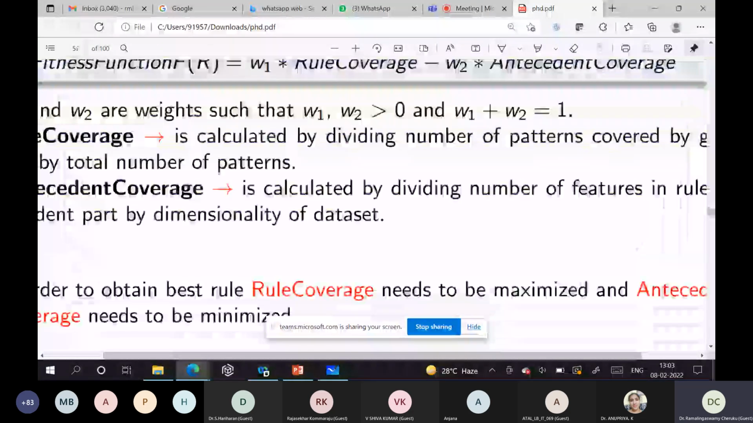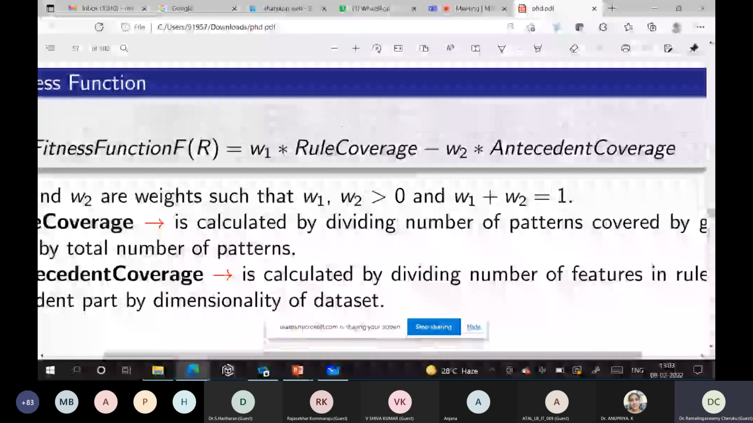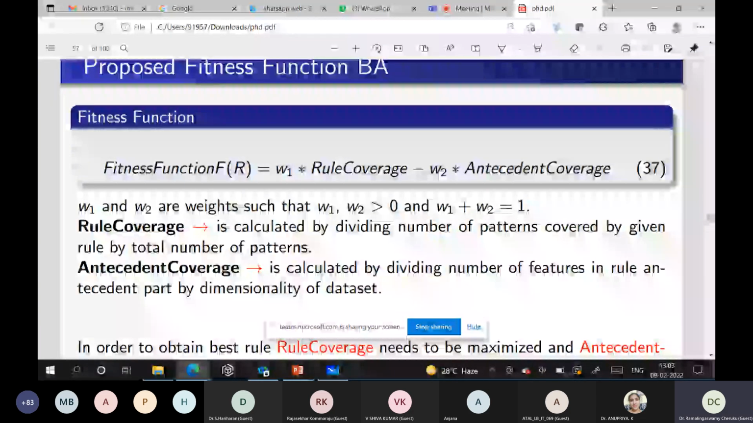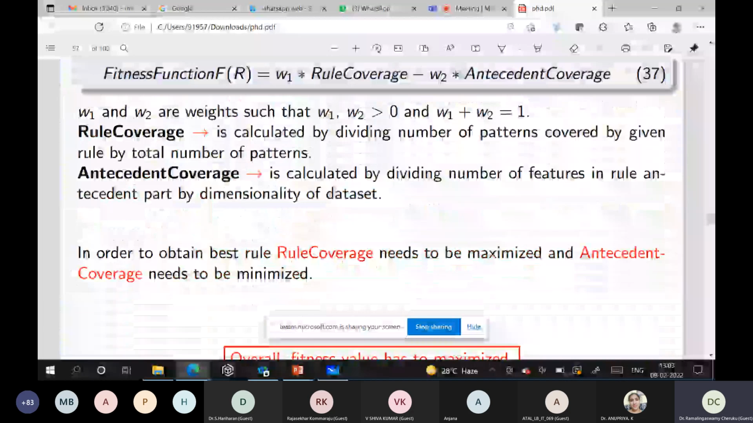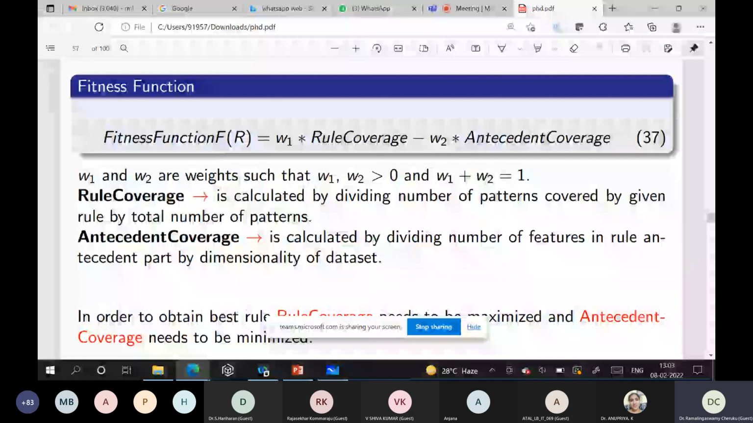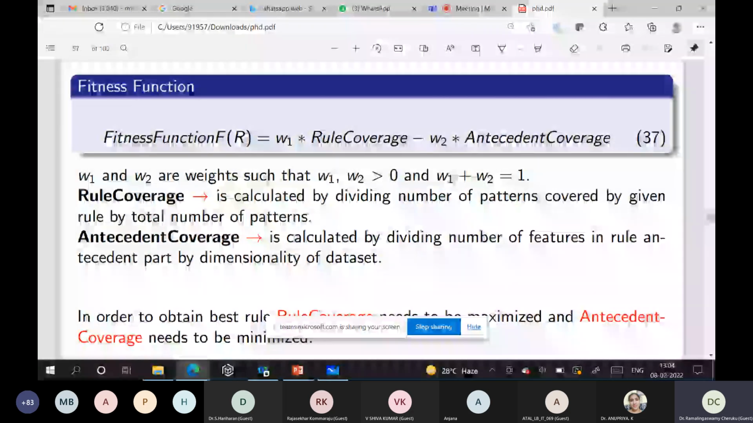And we have used a different fitness function over here. The fitness function we have chosen is rule coverage and antecedent coverage. Rule coverage means the percentage of tuples being covered by a given rule. What is the antecedent coverage? The antecedent coverage is calculated by dividing the number of features in the rule antecedent by the dimension of the data. So the antecedent coverage pushes towards the crisp rule; we want to get the crisp rule. The rule coverage will be such that more coverage gives more performance.